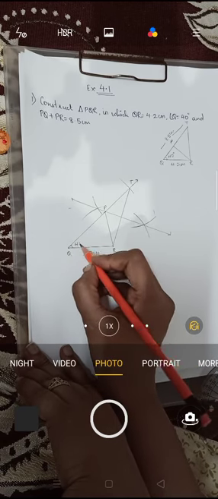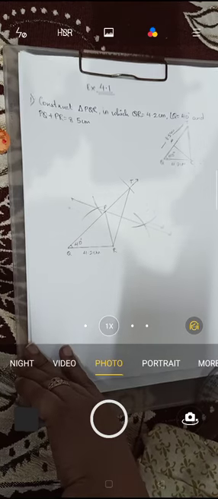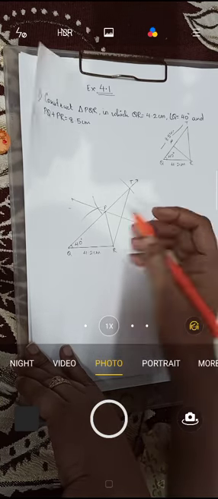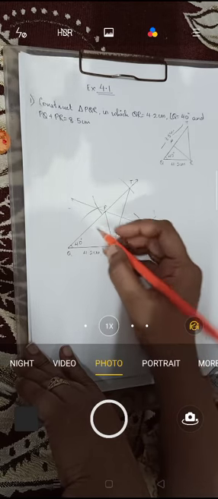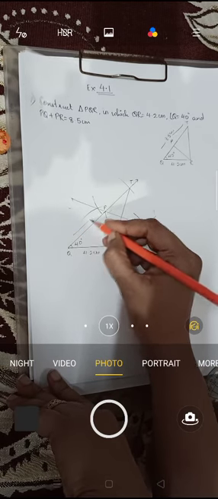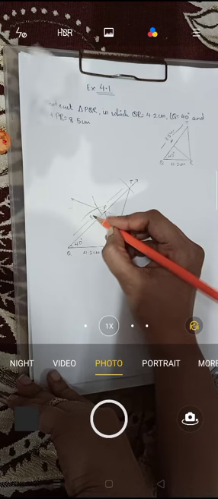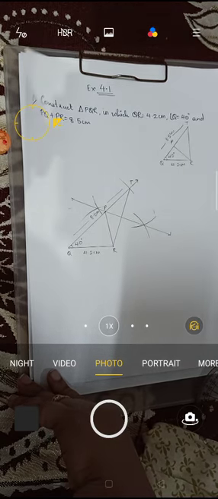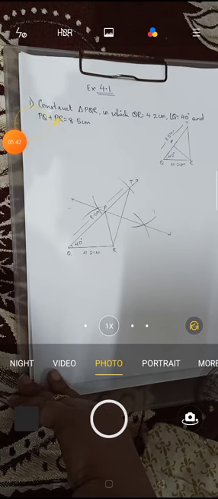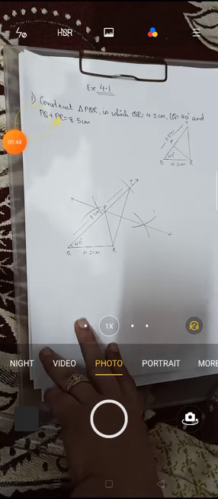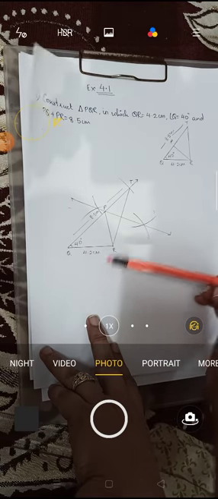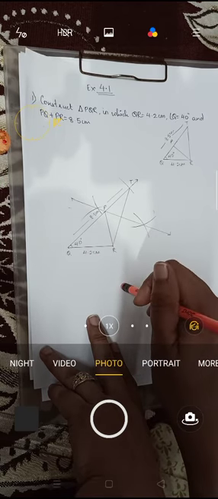This is 40 degree, and this complete side is 8.5 centimeter. Okay, so this was the required triangle. Therefore triangle PQR, this is the required triangle.